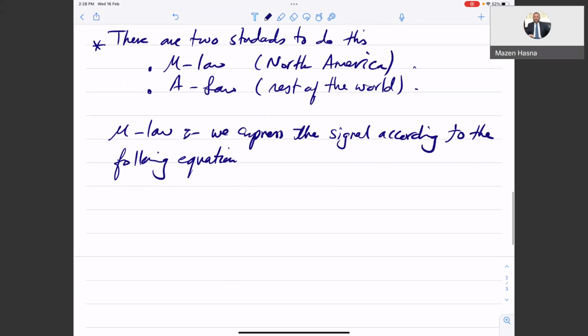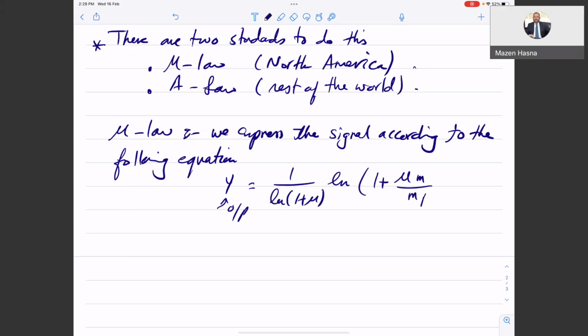Which is y, the output signal, equals 1 over ln(1 plus mu) times ln(1 plus mu m over mp), where m is the input signal and mp is the input signal maximum, so that 0 is less than m over mp.